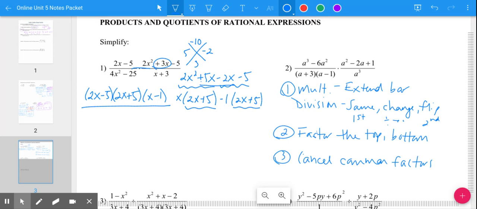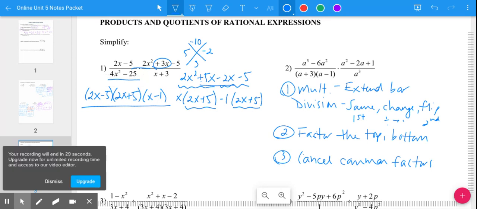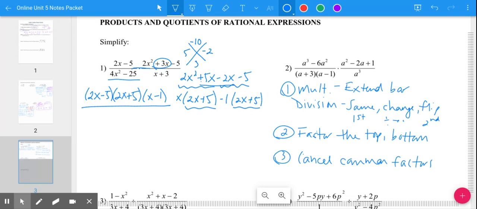Now for the bottom. This first quantity here, 4x squared minus 25, we can use difference of squares, so 2x plus 5, 2x minus 5. And the x plus 3 is done at this point. So now what I want you to do is pause the video, cross out common factors, and think about how you would rewrite your final answer.